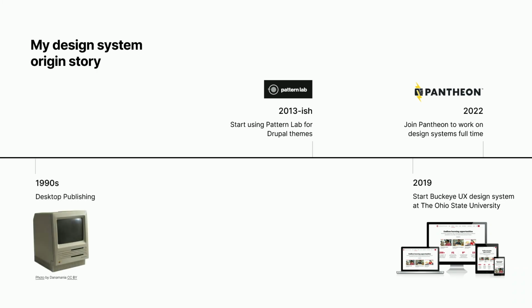But I had this epiphany a couple years ago that 2013 is not when I started working on design systems. I started working on design systems in the 90s. When I was early in my career, I was a graphic designer. I did desktop publishing for publications, for packaging, the packaging industry. This is an actual computer. This is the Macintosh SE. This is what I learned on in high school, in the very early 90s. And so I had this epiphany: I've always been doing design systems, in a way, even if it wasn't called that. And so I consider that my origin story.